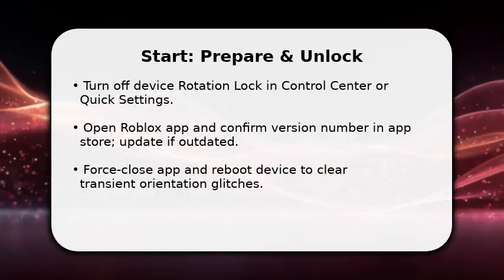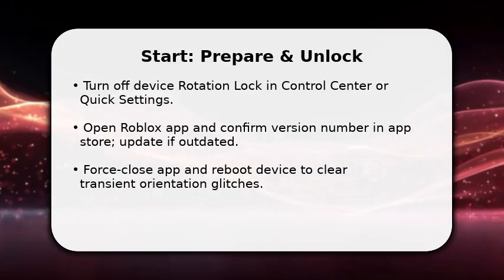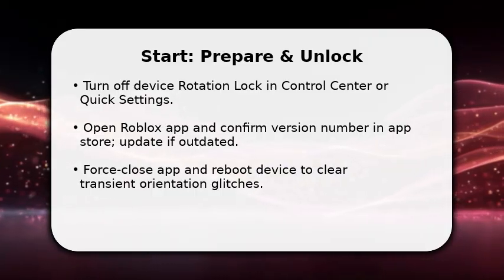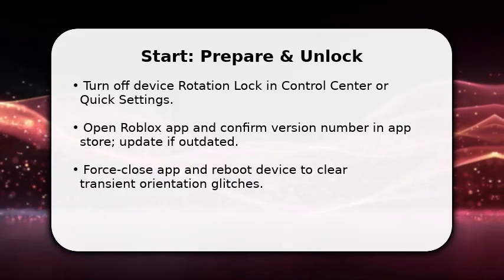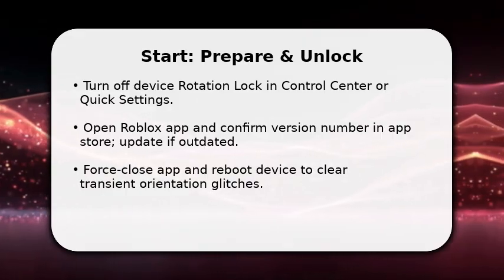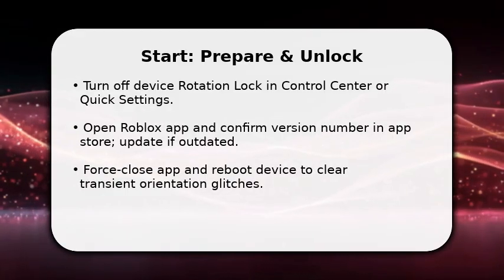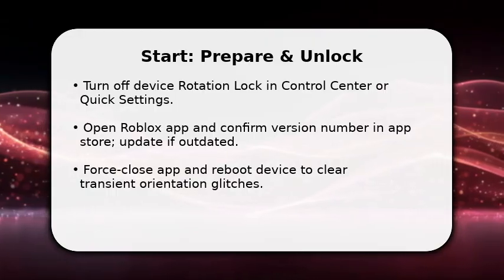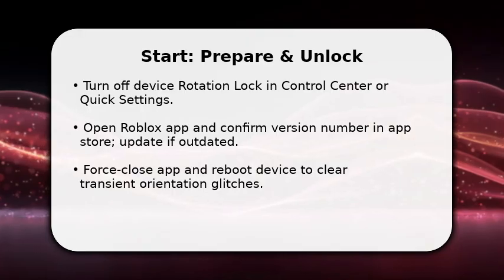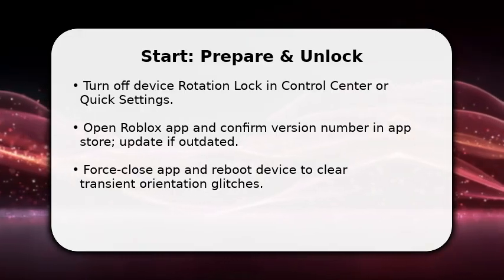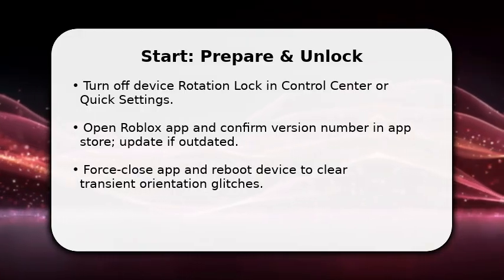You begin by making sure your device can physically rotate the screen, because Roblox follows the system orientation. First, swipe to open Control Center or Quick Settings and turn off Rotation Lock. Next, open the App Store and confirm Roblox is up to date. Outdated builds often mishandle portrait layouts.